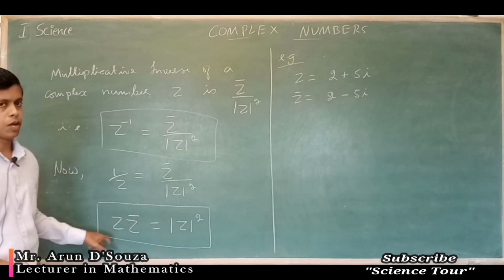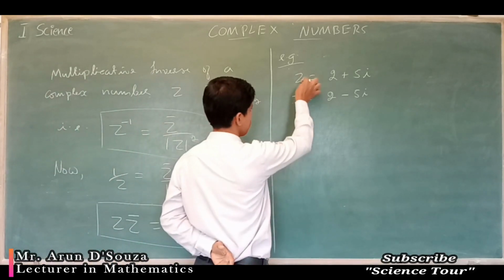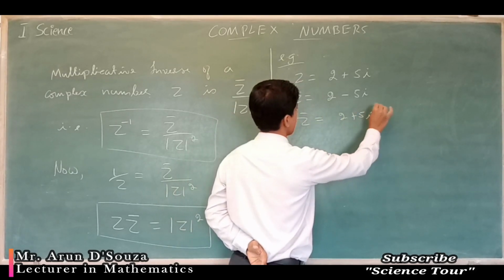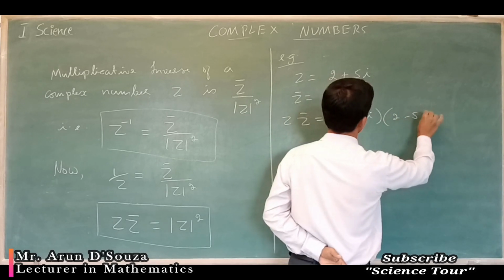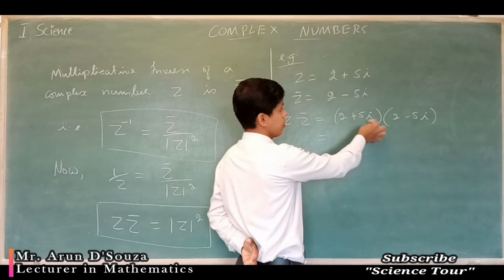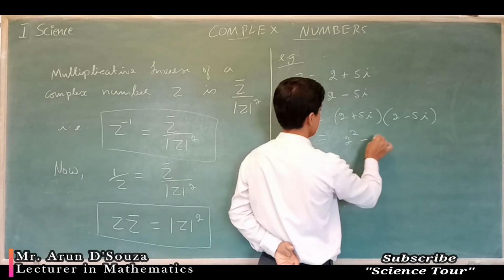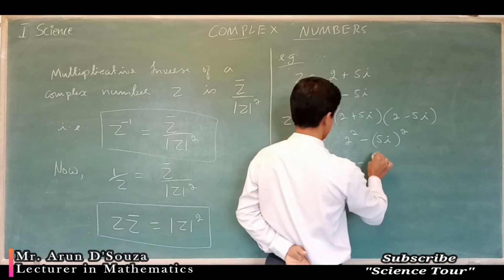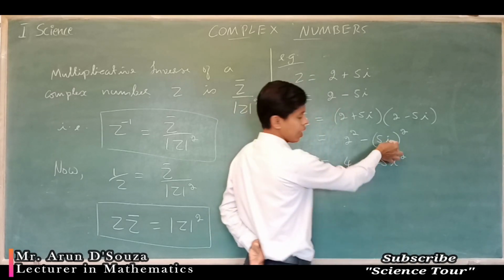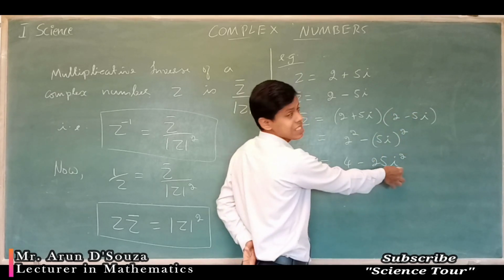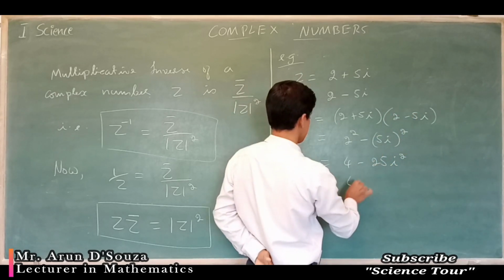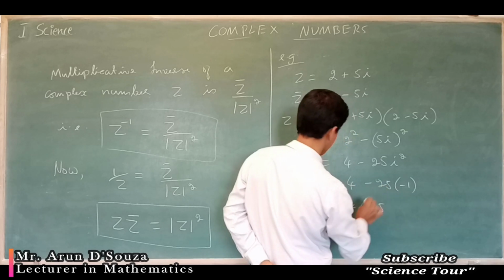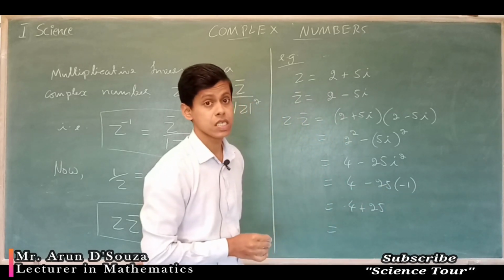Now, what is z into z bar? Alright. So z into z bar, that is like 2 plus 5i into 2 minus 5i. So what is it actually? a plus b into a minus b, so a square minus b square. So this is like 4 minus 25 i square. So 5 square i square. Okay. Now i square is minus 1. So this becomes plus. So this is 4 plus 25. So what is it? 29.